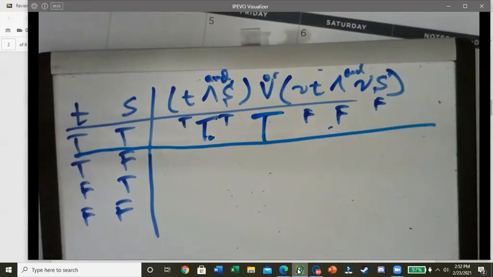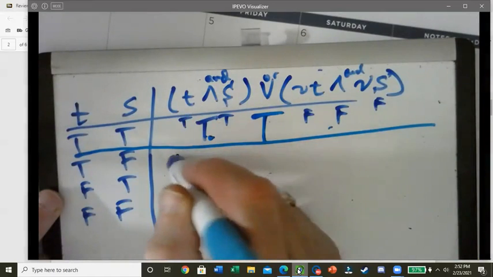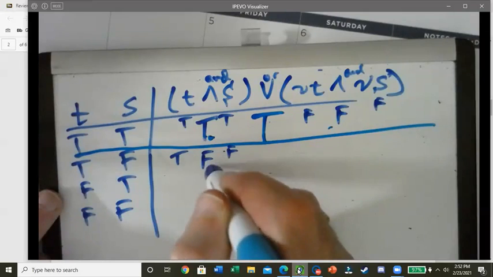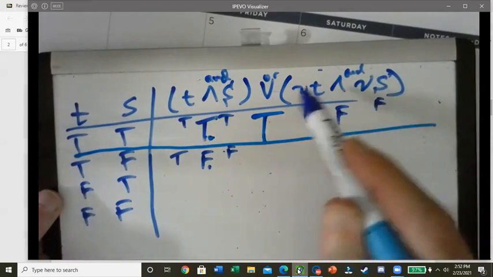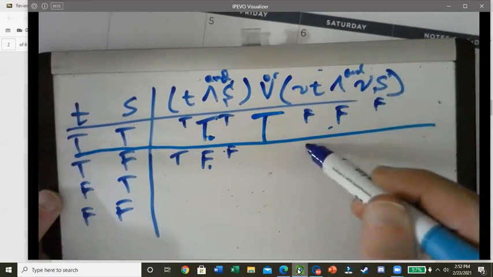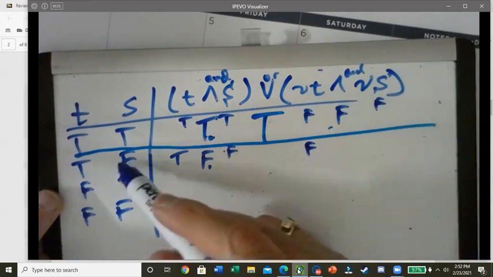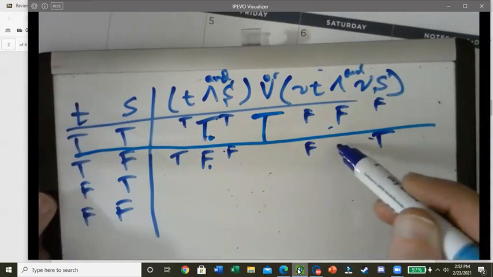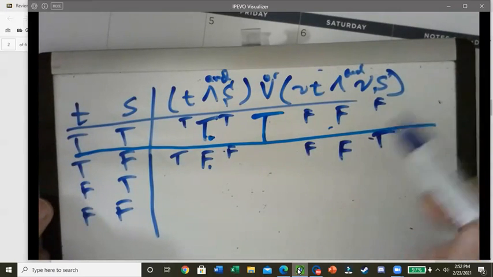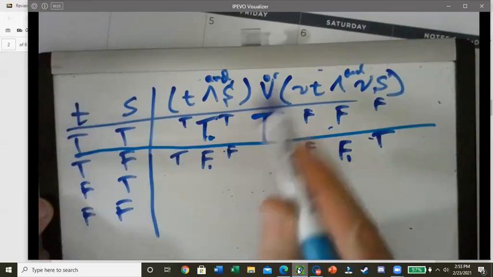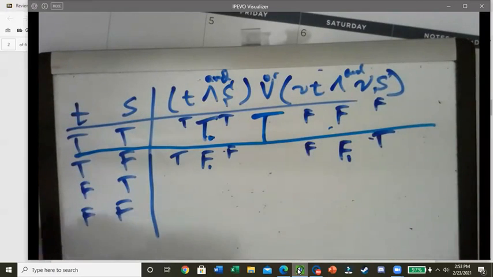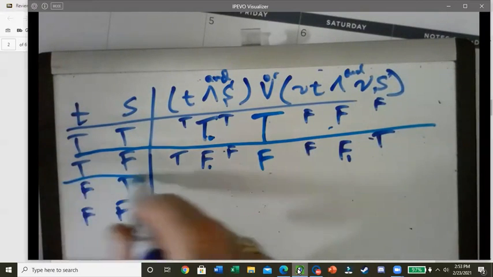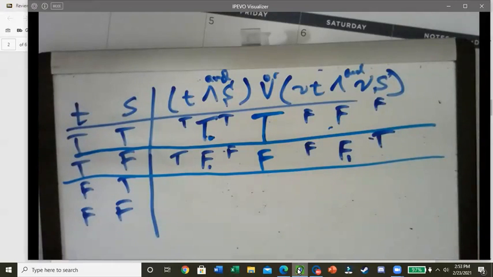Okay, next one. T is true, S is false. So true and false would make this false. Put a dot there. So if T is true, then not T is false. And since S is false, not S is true. So false and true both have to be true, so that would be false. So here we have false or false is false. Either one of them has to be true, so the only time or is false is when they're both false.